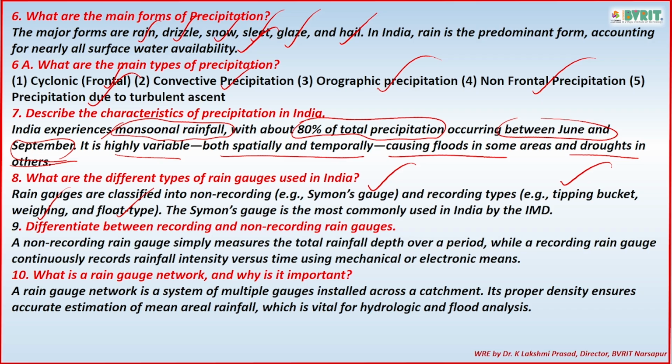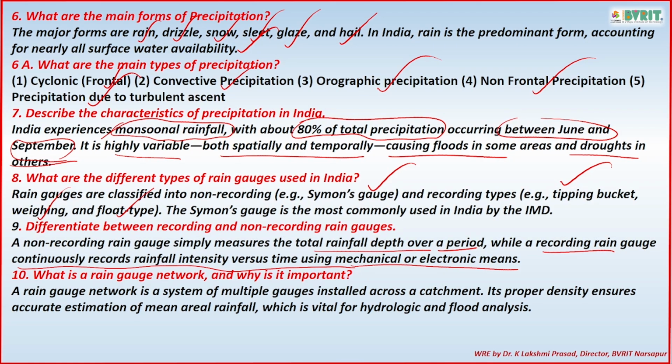Differentiate between recording rain gauges and non-recording rain gauges. A non-recording rain gauge simply measures the total rainfall depth over a period, while a recording rain gauge continuously records the rainfall intensity versus time using mechanical or electronic means.